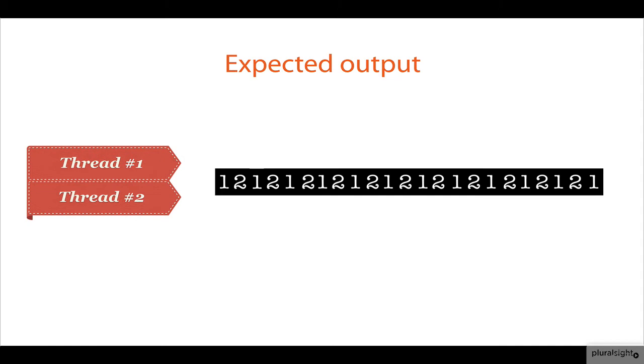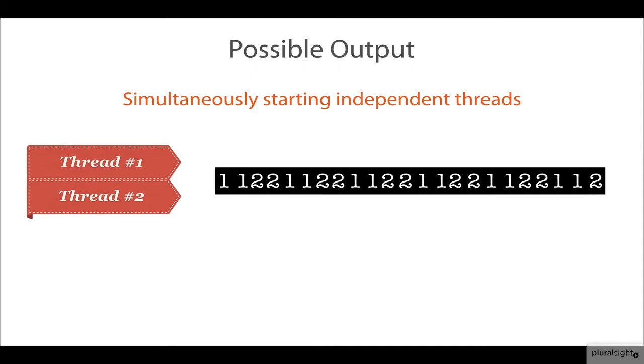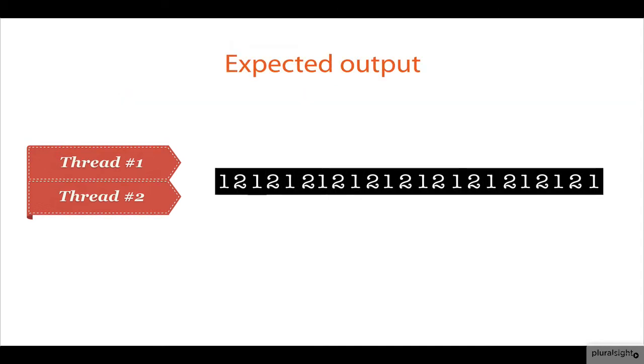As we have seen in the previous demo, we can't control how these threads run. If we run them as is, the output can be like this, or it can even be like this. However, what we need is exactly 1 2 1 2 in alternation. Let us find out how to solve this.